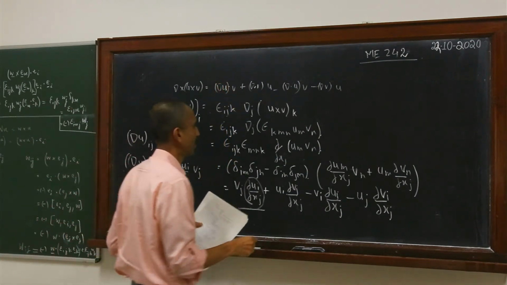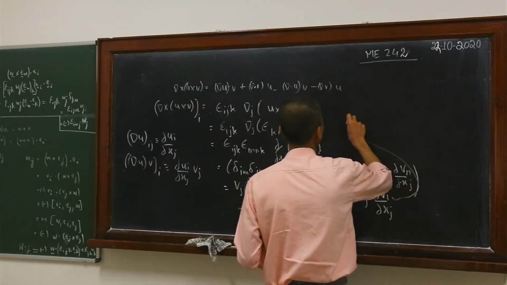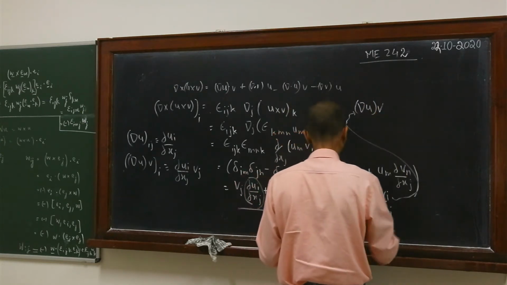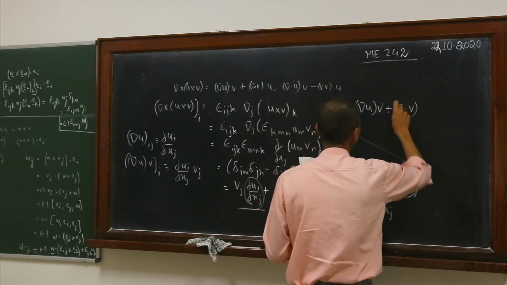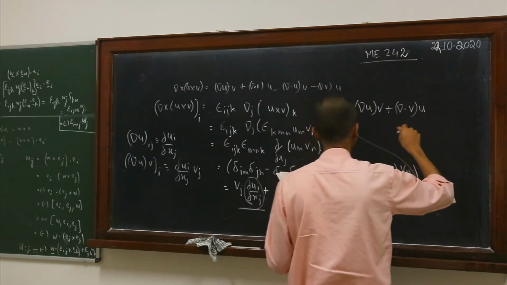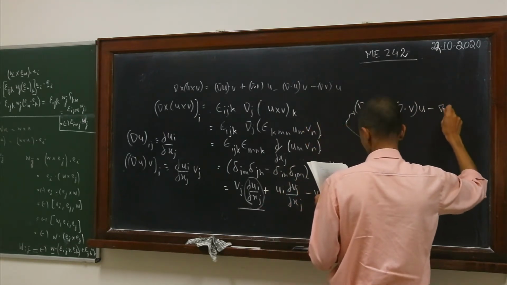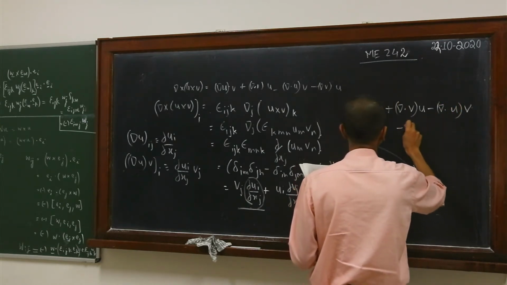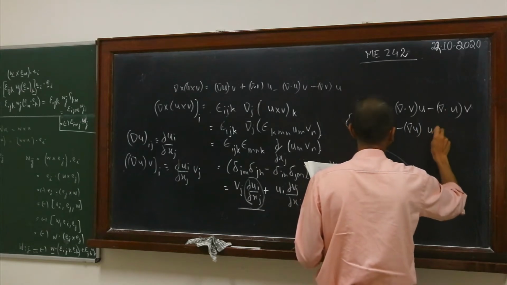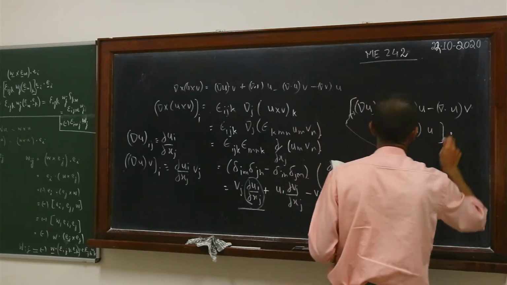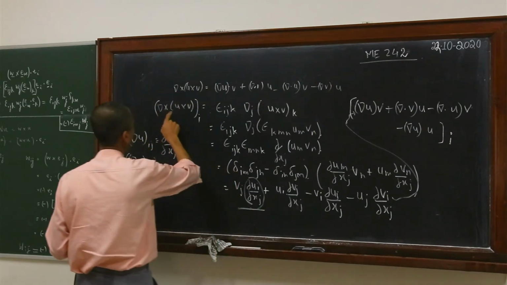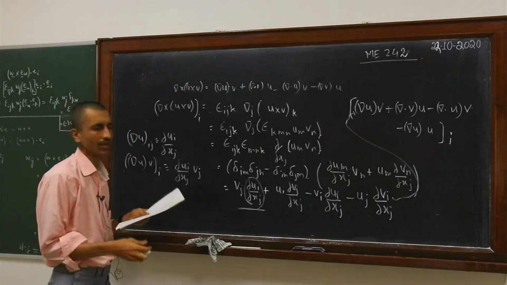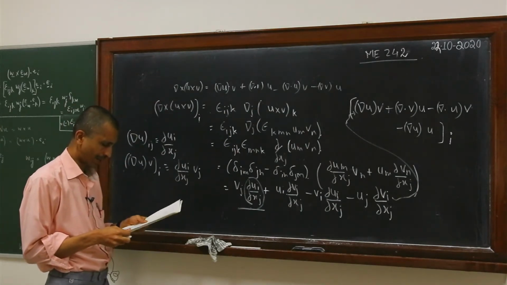So let me just write it out here. This whole thing is now (del u) times v plus (del dot v) times u minus (del dot u) times v minus (del v) times u, the ith component of all of this. So we started out with the ith component of this, and then we got the ith component of this one. So both these things are equal. This is how you would derive many of these identities.